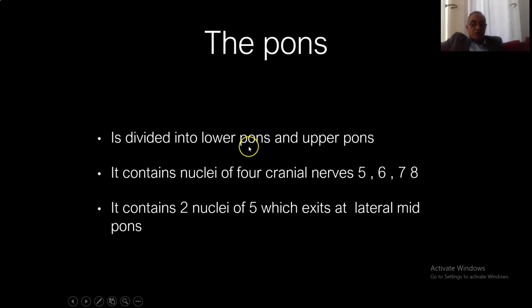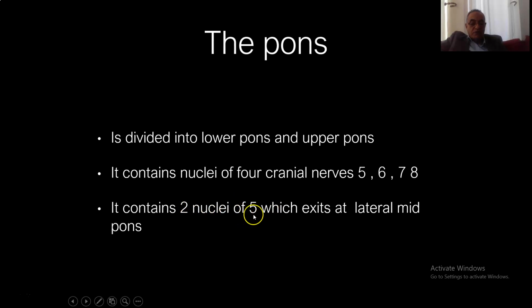The pons is divided also into lower and upper pons, contains nuclei of 4 cranial nerves: trigeminal, abducent, facial, and vestibulocochlear. It contains 2 nuclei of 5 which exits at the lateral mid pons. So 2 nuclei of the trigeminal are present in the pons.